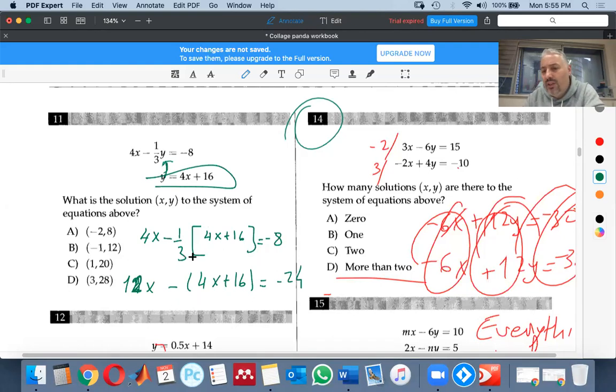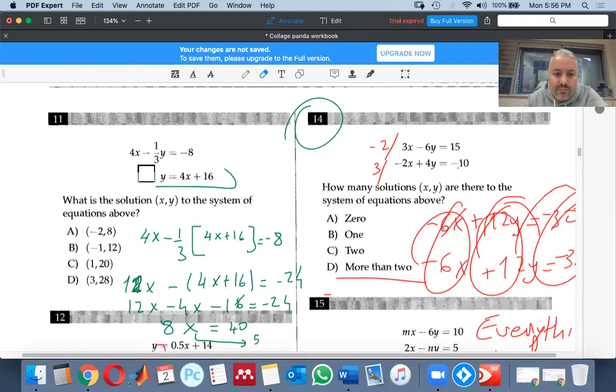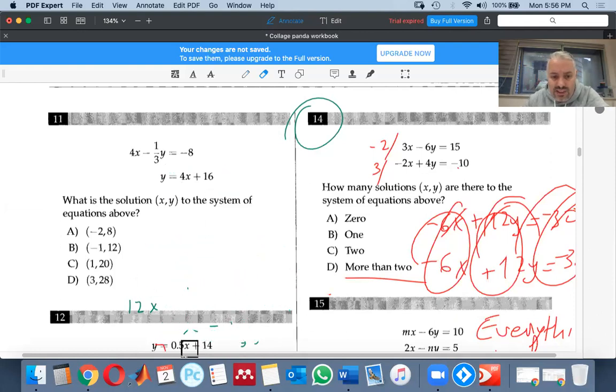Since I don't want a denominator, for that reason. And then 12x minus 4x minus 16 is negative 24. 12 and 4, 8x. Take the negative 16 to the other side. So 20, 30, 36, 40. So 40, 8 times what? Of course, 5. So x must be 5. But there is no 5 here. Okay, let me start from the beginning then. Calculation mistake maybe.